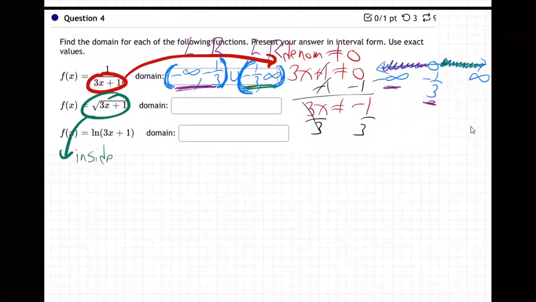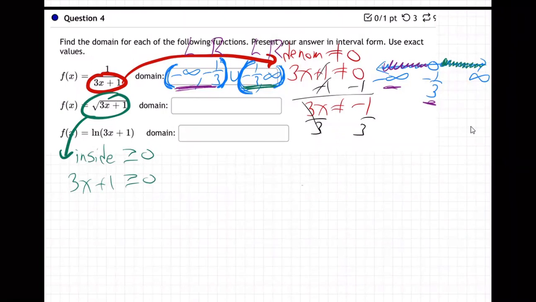The inside must be greater than or equal to 0, which means 3x plus 1 greater than or equal to 0. Why? Because you can't have a negative in the square root. Remember, that's imaginary. Square root of -9, for example, your calculator will tell you error. It's imaginary. So we can't let the inside of a root be negative.